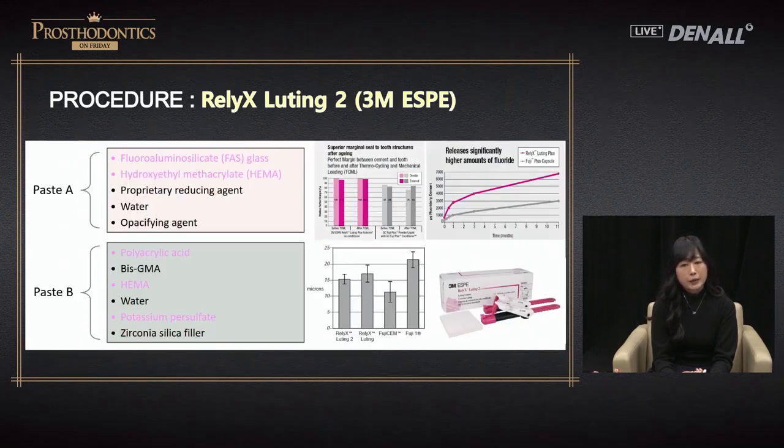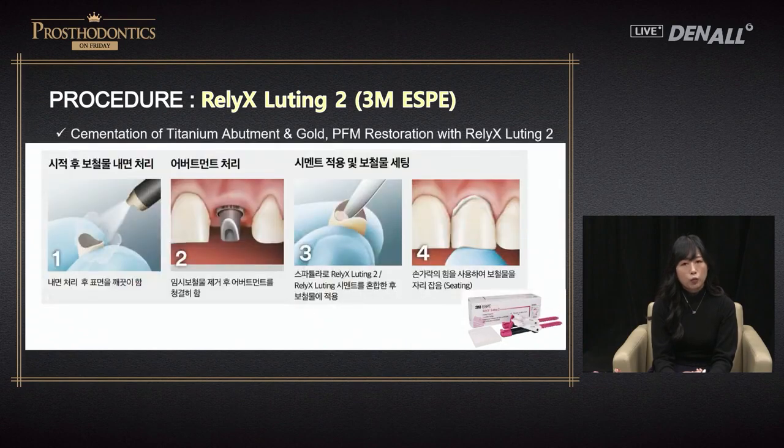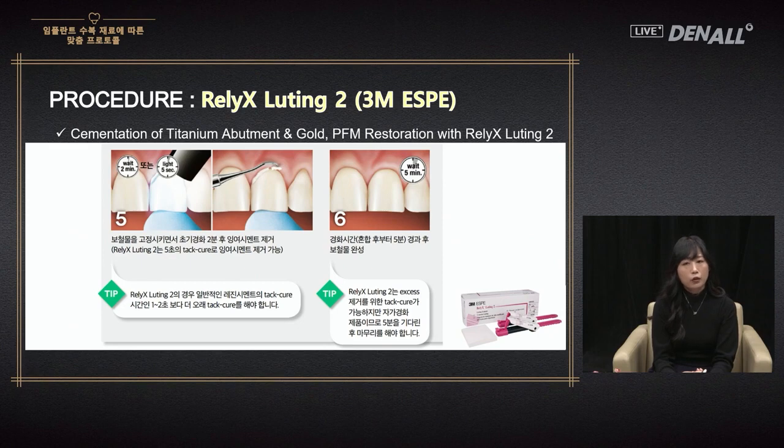After re-evaluation, conduct the final polishing. After that, I'm going to talk about an example using RelyX from 3M, which is an RMGI cement. Do sandblasting and cleaning on the inner surface, connect the abutment, do cleaning and seal. RelyX Luting 2 is used to apply on the restoration. After tack curing on each area, remove excess cement. Once it is set, check the margin as well as the occlusion. Do final polishing.